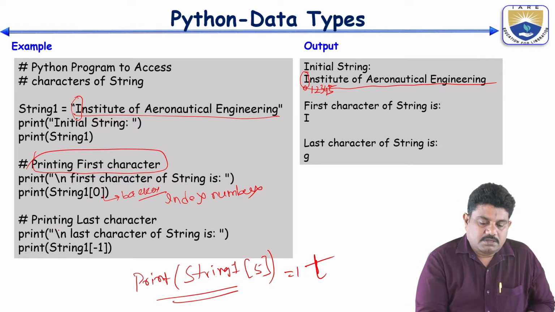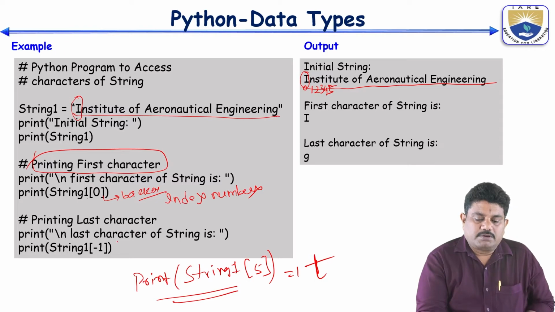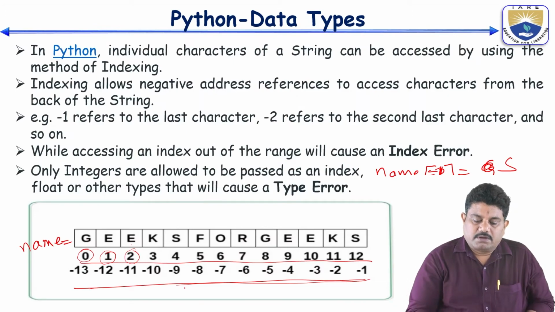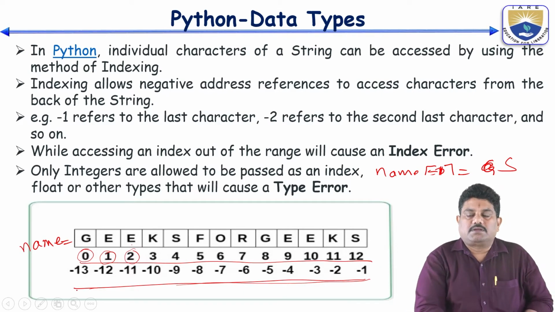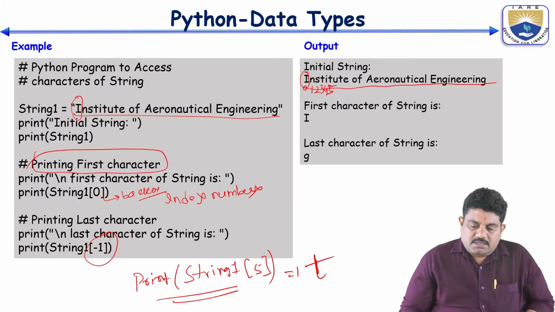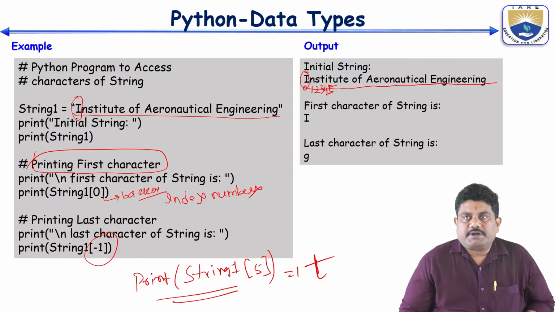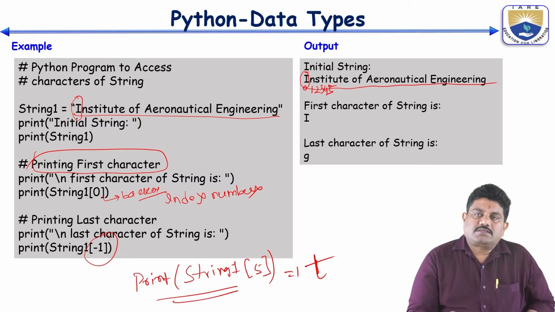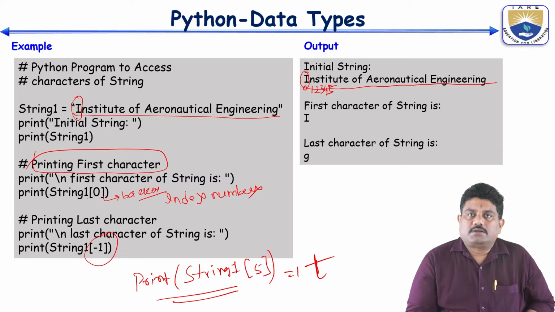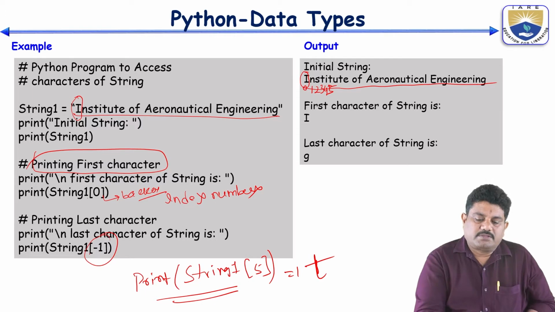Okay, next, see, last character. If you want to print the last character, you can pass -1, because there is a facility in Python. If you want to print from the last, you can use the minus indexes: -1, -2, -3, like that. In a language like C, this facility is not there. If you want to print the last character, you need to find the string length, and then you need to access string length -1. You have to pass here string length -1.